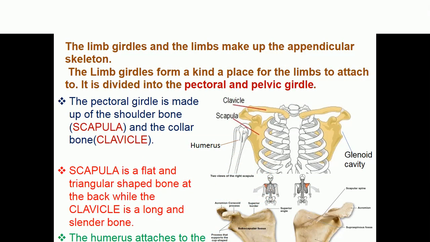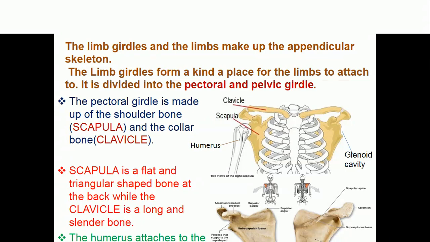Now the second one is the appendicular skeleton. The limb girdles and the limbs make up the appendicular skeleton. The limb girdles form a kind of place for the limbs to attach to. It is divided into the pectoral and the pelvic girdle. So the limb girdles are the pectoral girdle and the pelvic girdle.